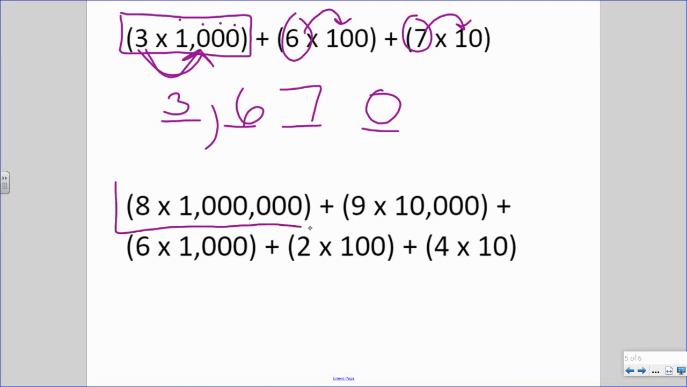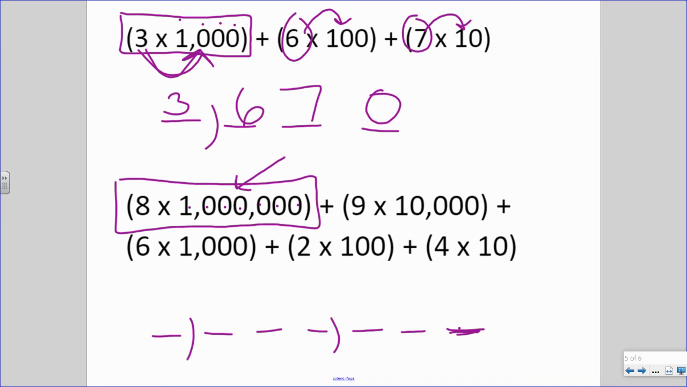I'm going to model one more here. This is going to tell me how big my final answer is going to be by looking here at the place value. 1, 2, 3, 4, 5, 6, 7. We're going to go all the way to the millions period, which is 7. And starting here in the ones, 1, 2, 3, comma, 1, 2, 3. You can see it goes to the millions period.